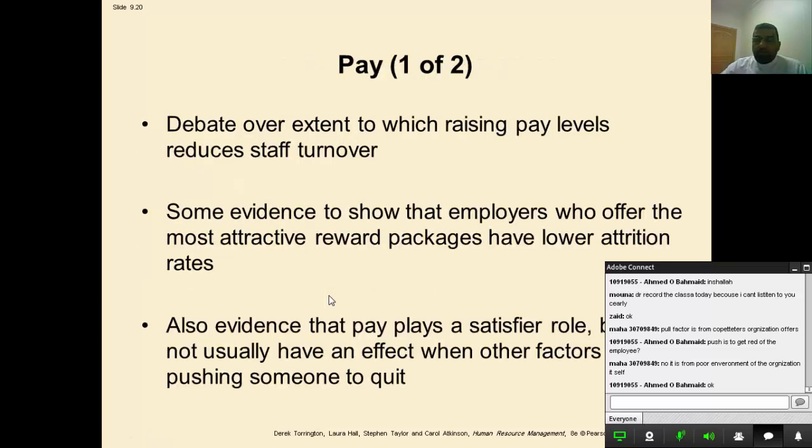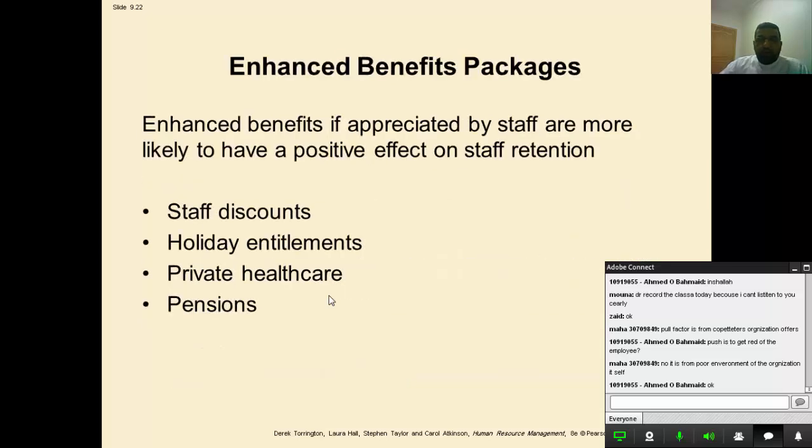This is one of the strategies used for retaining employees, which is the pay. Pay means the salary. Okay, this is one of the strategies used. Pay means increasing the salaries or making new bonuses or any allowances like housing allowance or car allowance or anything in order to retain their employees. Enhanced benefits packages, okay, including salary, including the other packages like the discounts, holiday entitlements, private health care, and pension. Okay, those are the packages that help in retaining the employees.